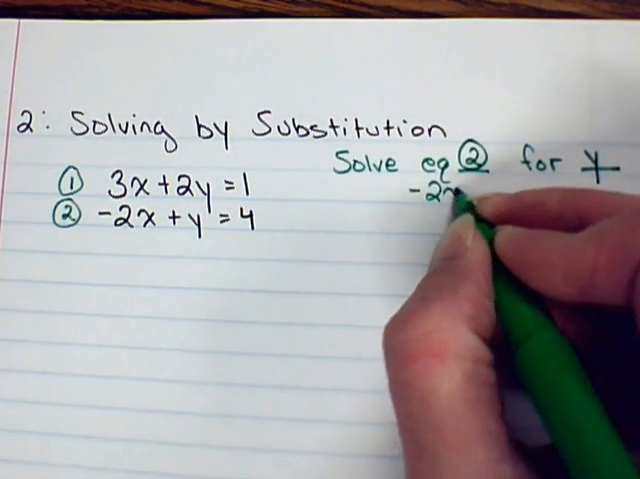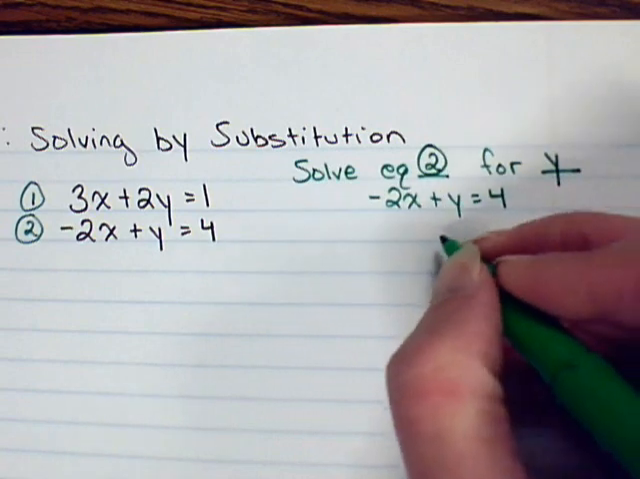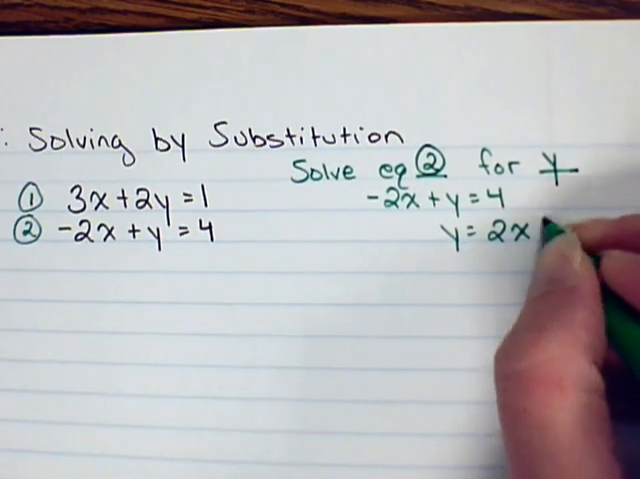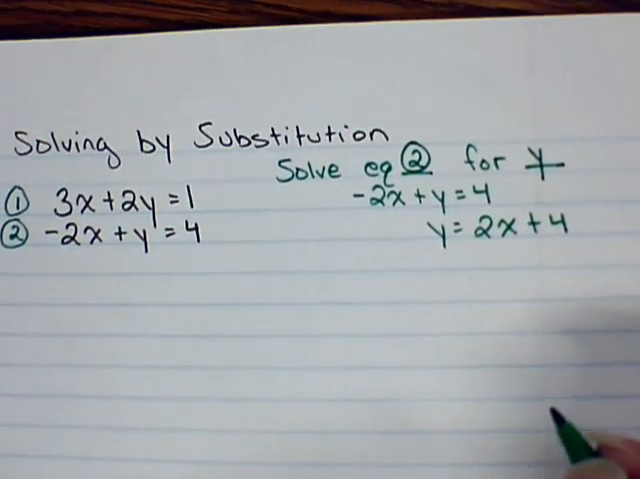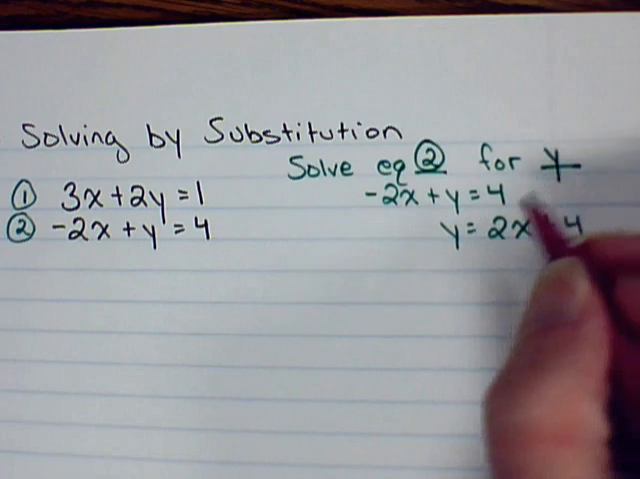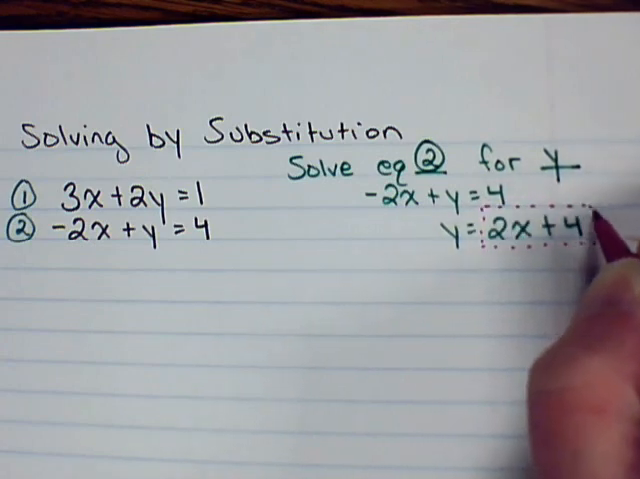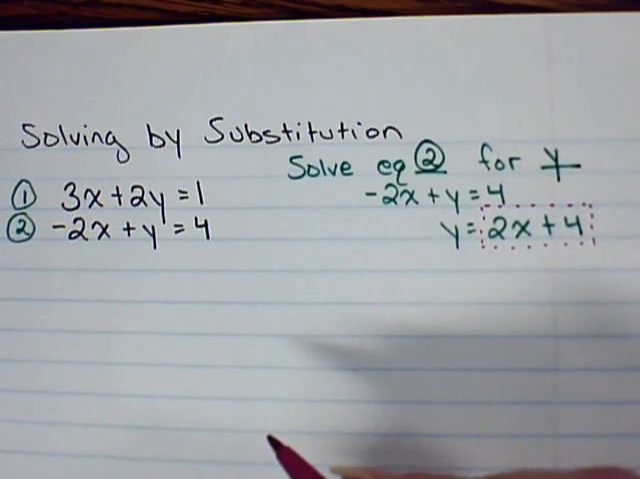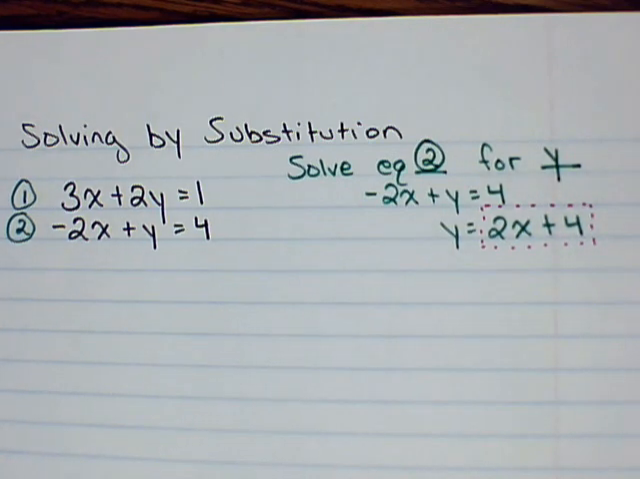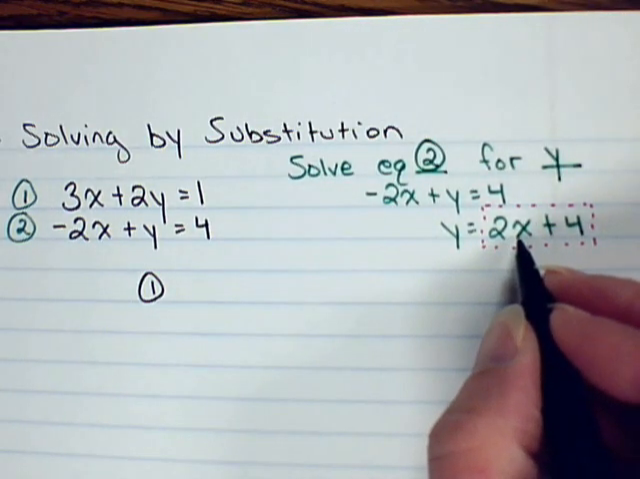So I have negative 2x plus y equals 4. Add 2x to both sides. When I add 2x over here, it goes away. Add 2x over here, I get positive 2x plus 4. Now, substitution. The key is we have found an equivalence for y. What this is telling me is that y is equal to this expression. It's almost as if somebody had told you what y's value actually was. If somebody had told you that y was 10, you know, you can just plug in 10. Same idea here. This is telling me that y can be rewritten as 2x plus 4.